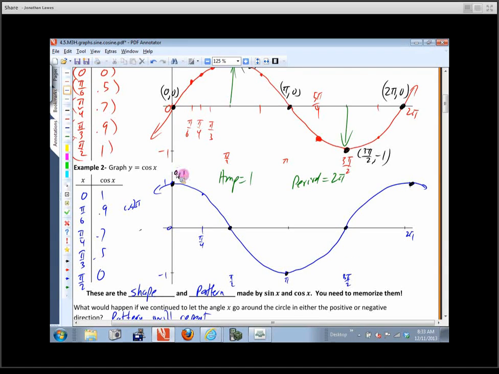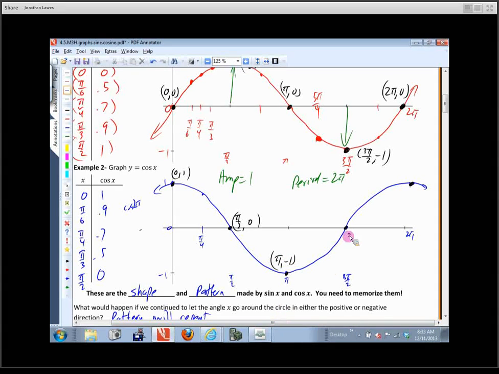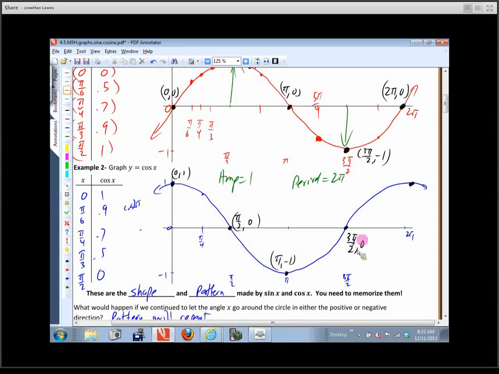This point would be 0, 1. This point's going to be pi halves, 0. This point is pi, -1. This point is 3 pi halves, 0. And then finally, we're all the way around the circle again, so we're at 2 pi, 1. We're right back where we started, ready for that pattern to repeat itself every 2 pi units. Okay? Any questions?